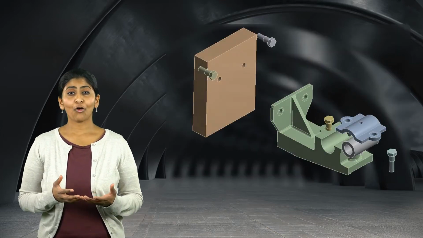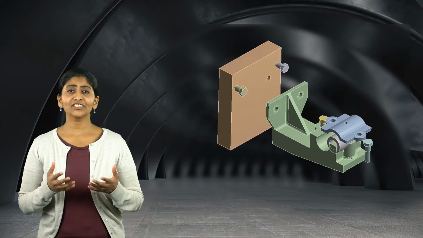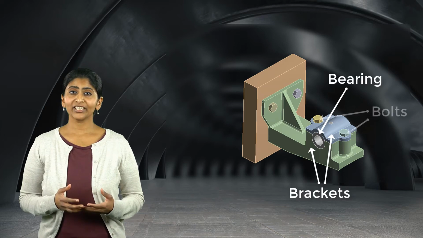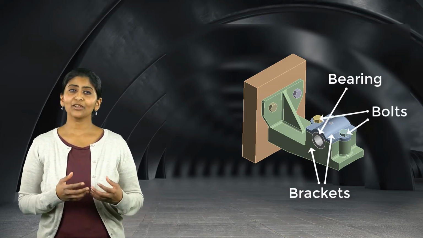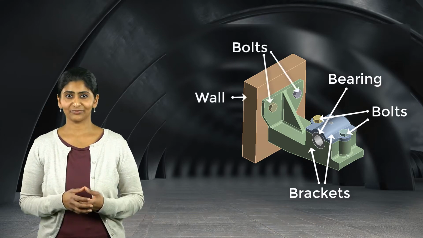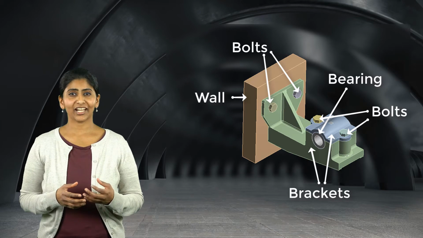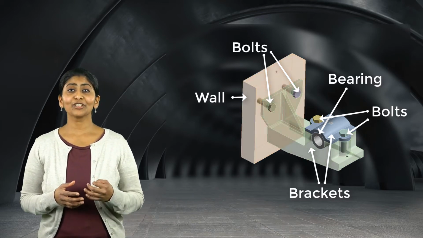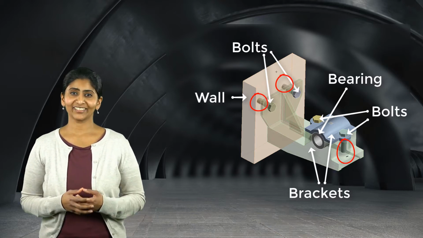So now, let's consider a model of a wall-mounted bearing which consists of a bearing sandwiched between two brackets. The two brackets are bolted to each other and the entire assembly is mounted on the wall using bolts. In this model, we do not use nuts to tighten the bolts, but instead, threads are cut into the lower bracket and the wall, which mate with the bolt threads.